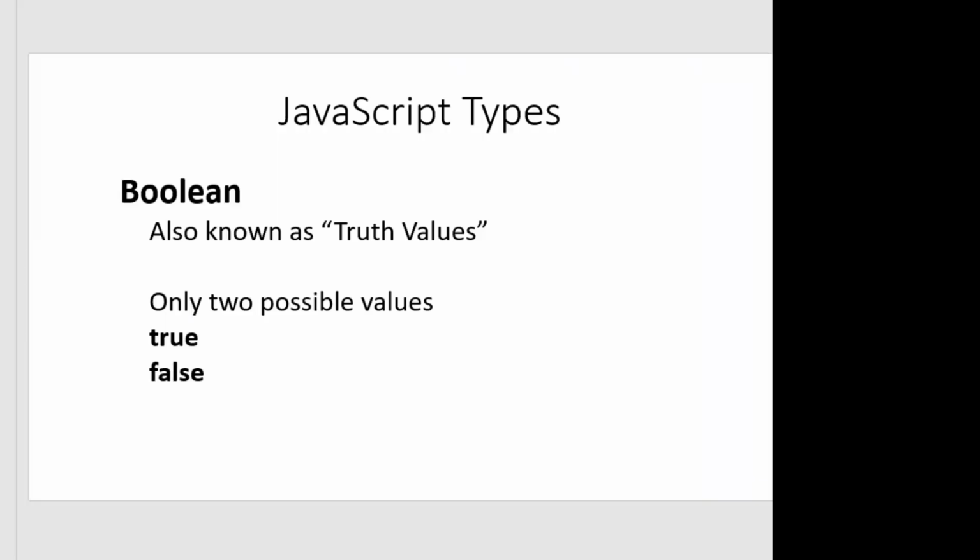The next type I want to talk about is Boolean. Boolean is also known as truth values. There are only two possible values for Boolean. It's either true or it's false. And those words true and false are actually keywords that we can use that represent the values.